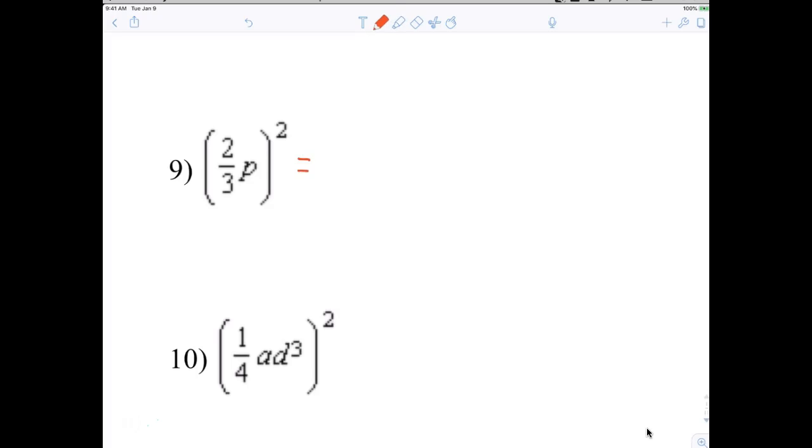You don't need a calculator. So 2/3 squared would be what? 4/9. Yes, it would be 4/9.